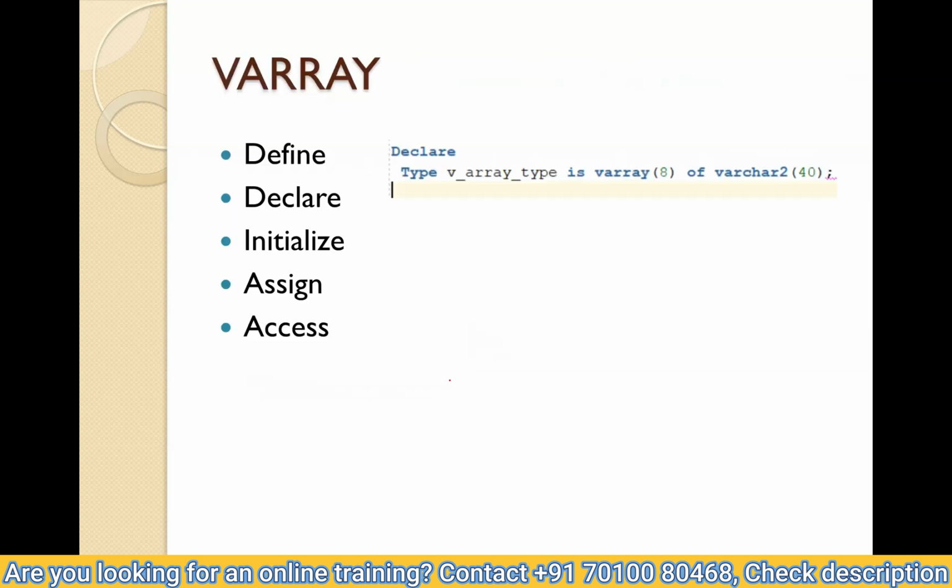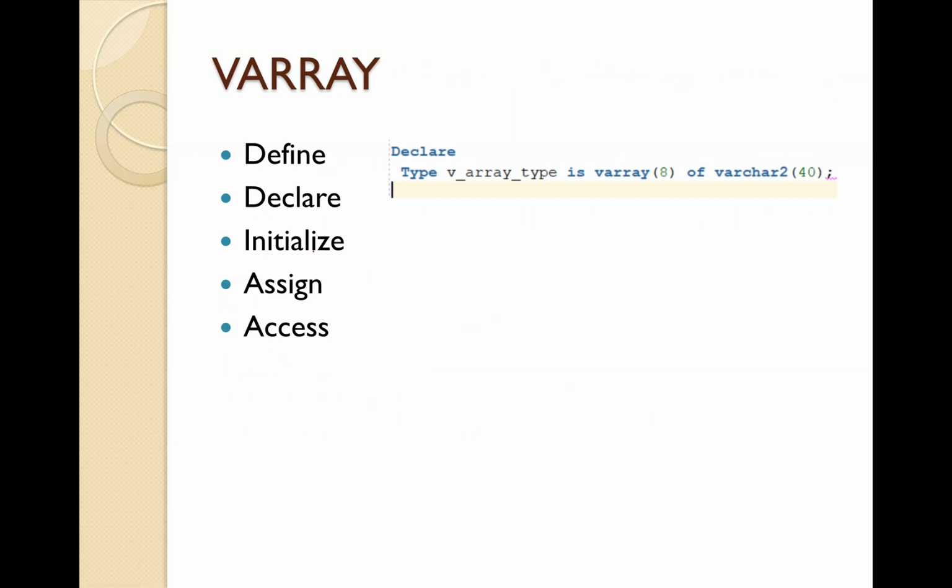For any collections, you have to follow these 5 steps. First you have to define, declare, initialize, assign, and access. That is what you have to use for the collections. This is the way you have to do it. What is define? So how can I define? The same way.